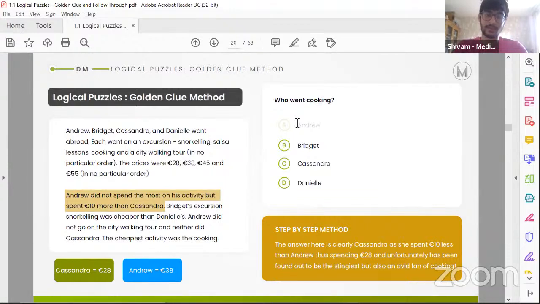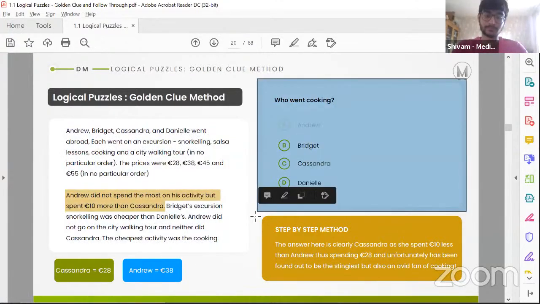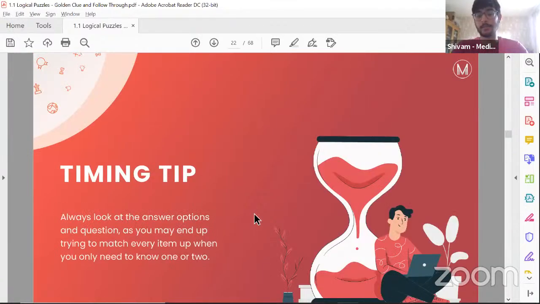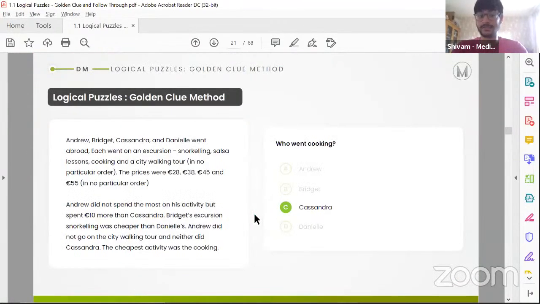So I'm just going to go to the next slide. It's going to let me. There we go. So Cassandra spent 28 euros and did cooking.